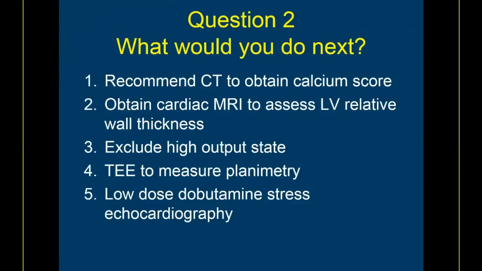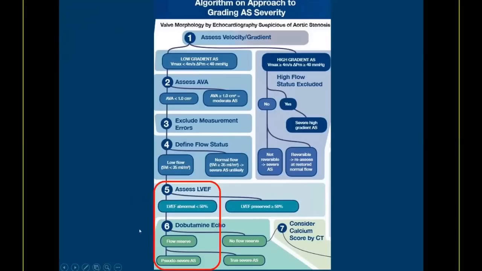And that's also what the guidelines would recommend. Again, we're in this pathway of the algorithm here. This is a situation where we have abnormal EF. In that case, what you want to do is go on to get a low-dose dobutamine stress echocardiography. What that allows us to do is distinguish whether it's pseudo-severe aortic stenosis, where you don't really have aortic stenosis, but just very poor LV contractile function. With dobutamine, if you have true severe aortic stenosis, then you should be able to augment your LV function, and then increase your gradients and your stroke volumes, and that tells us that you have true AS.